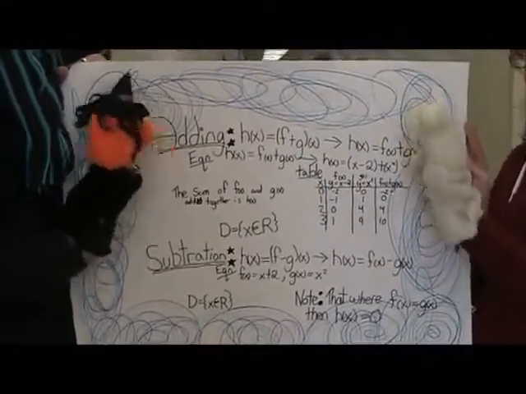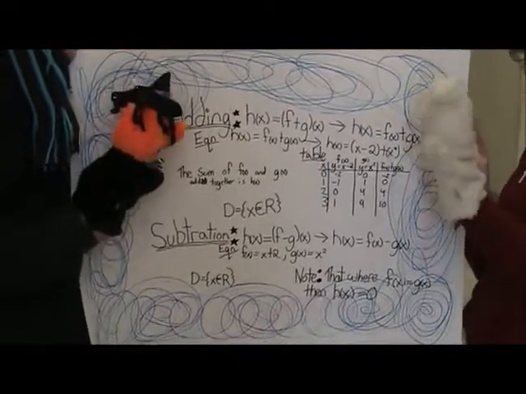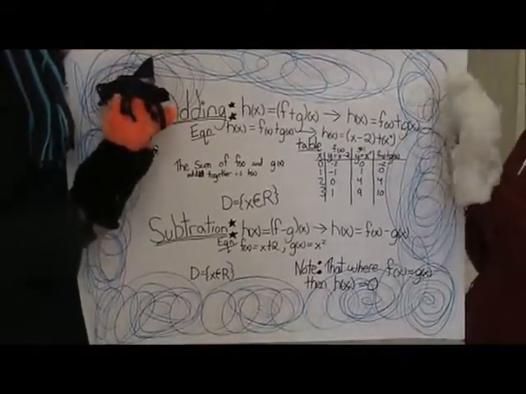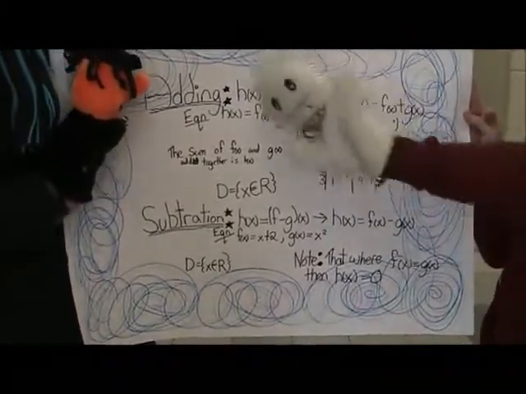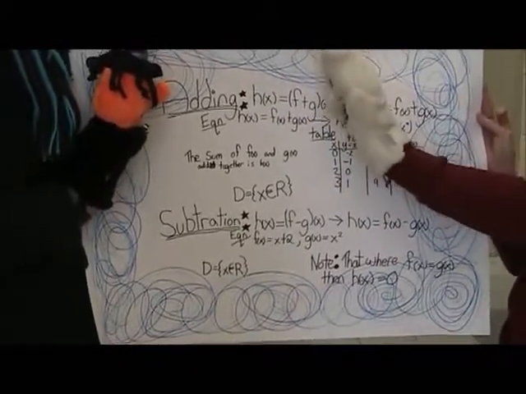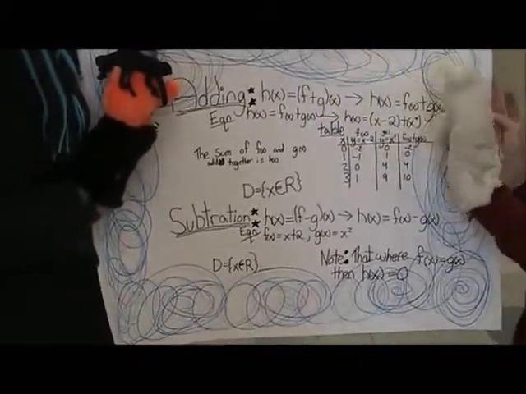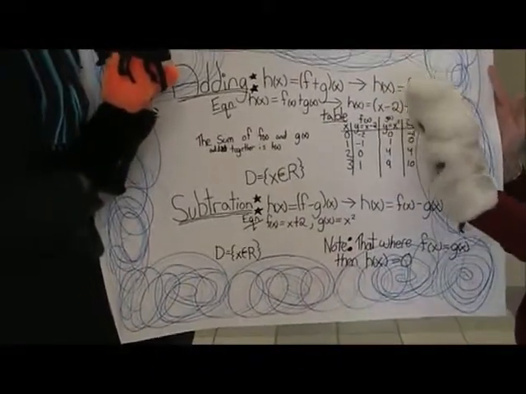We're in the world of adding and subtracting. Oh, do you know anything about that? No, I don't. Can you explain it? More than likely. Okay, so what you do is you take the h of x is equal to f of x plus g of x, aka the sum of the two numbers together is h of x.